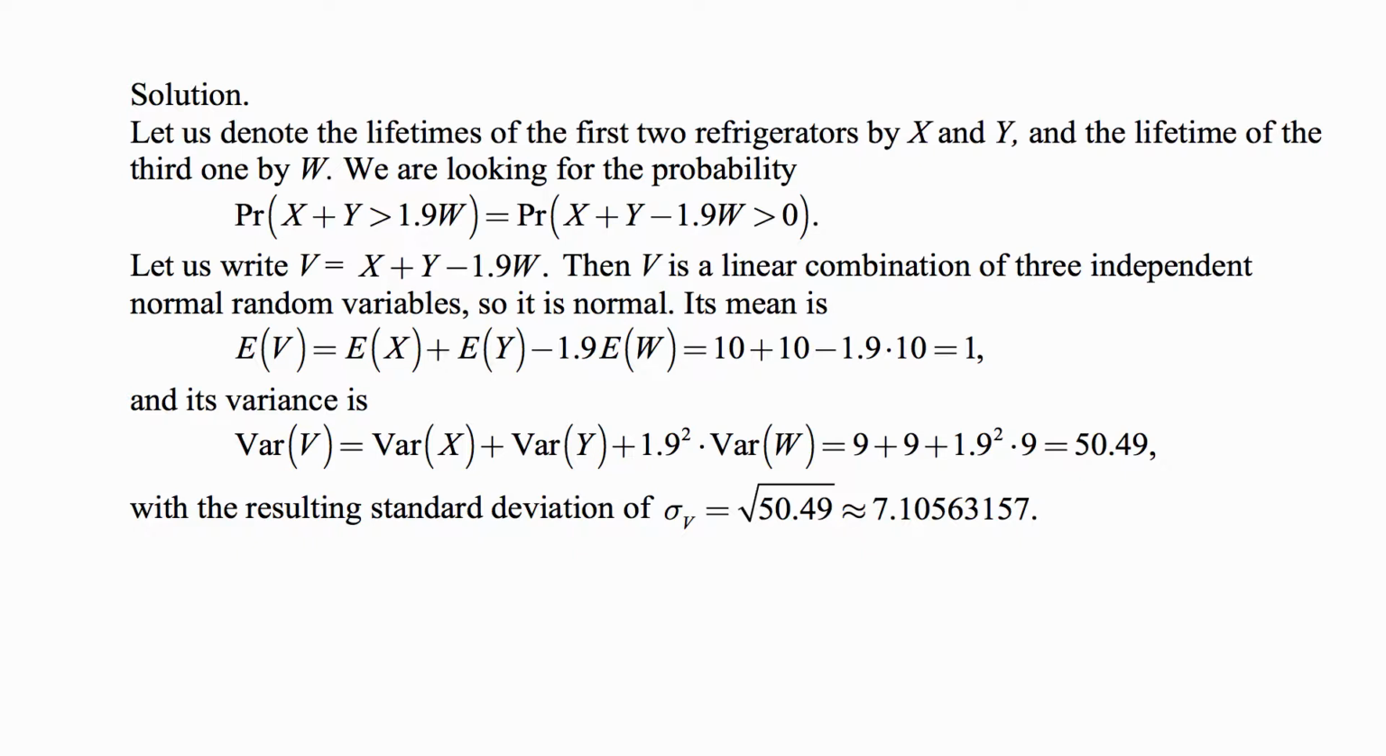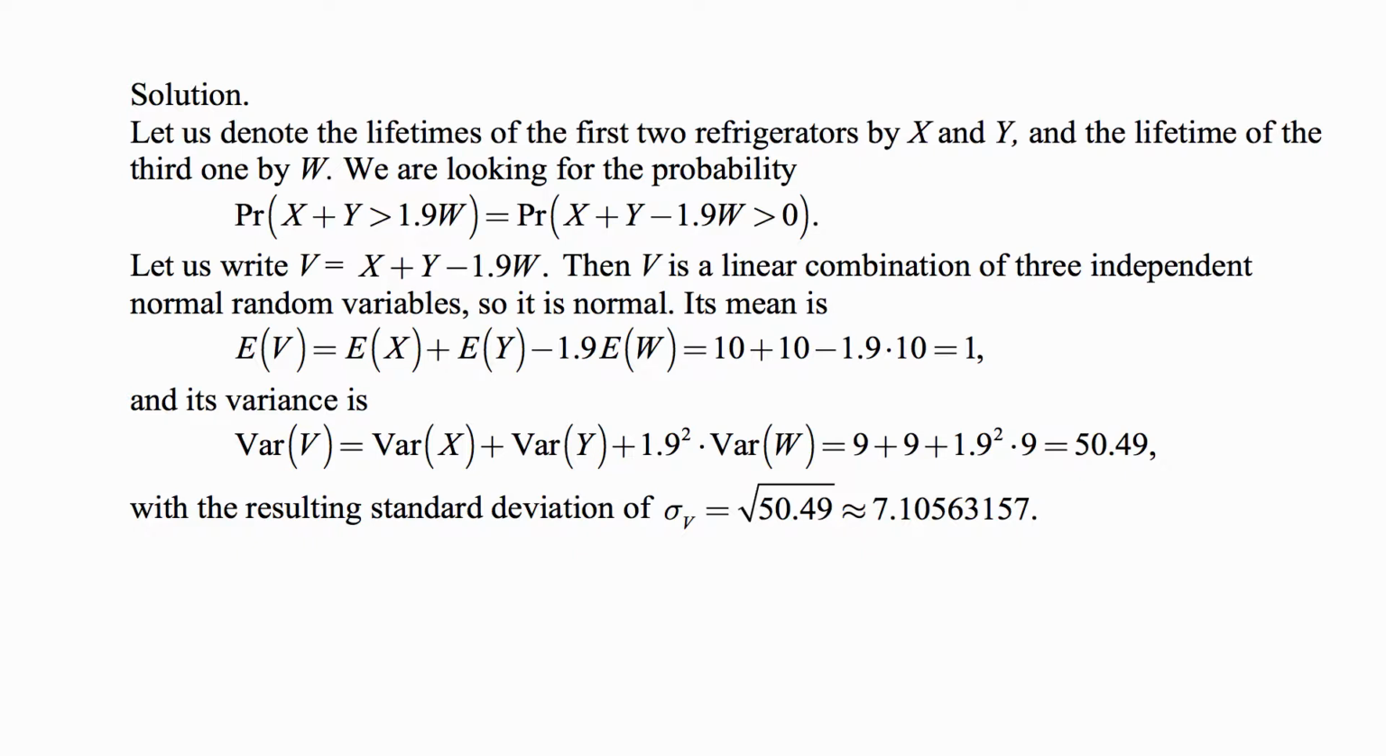Then V is a linear combination of three independent normal random variables, so it is normal, and its mean is the mean of X plus the mean of Y minus 1.9 times the mean of W. But X, Y, and W come from the same probability distribution with mean 10, so we plug in that 10 for the mean, and we get 10 plus 10 minus 1.9 times 10, so 20 minus 19, and that's 1.